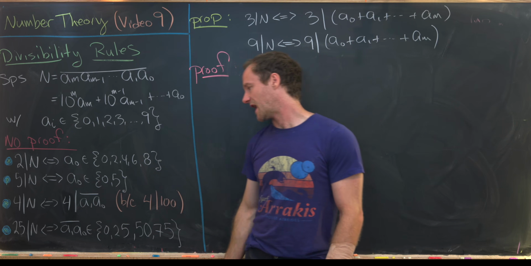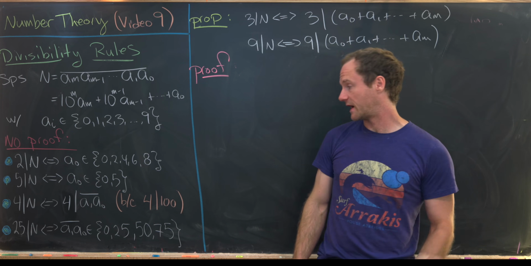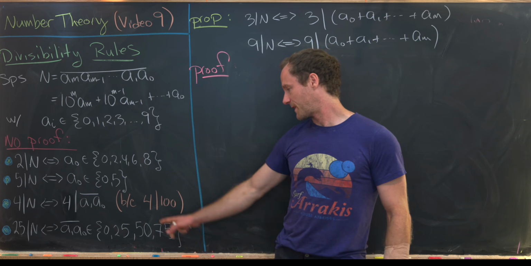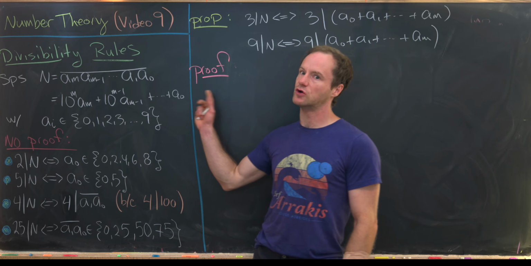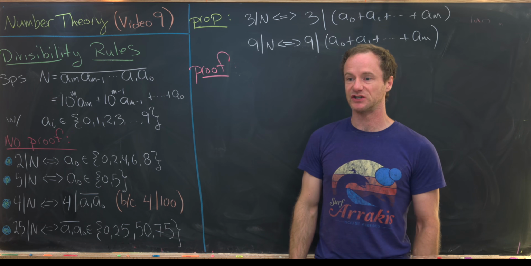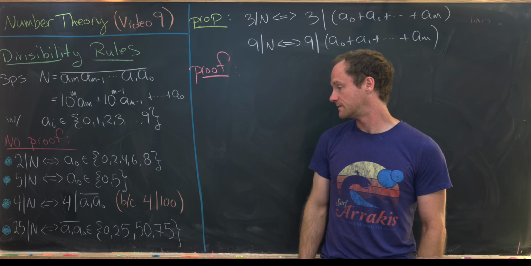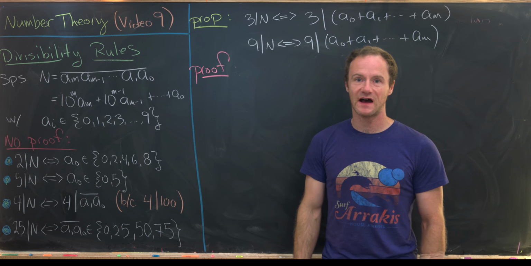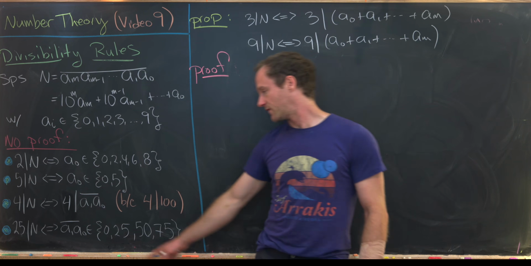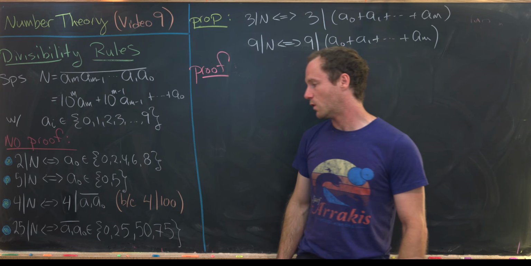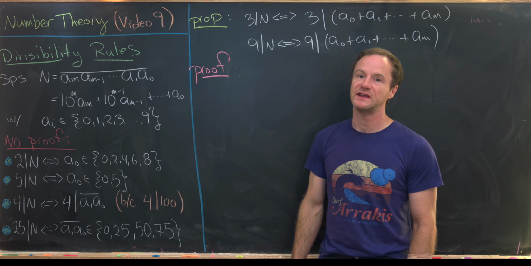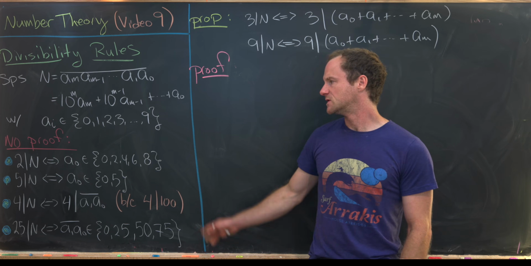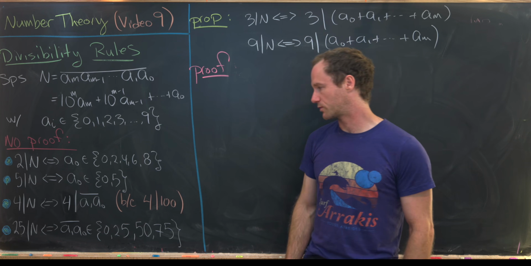Next, 4 divides n if and only if 4 divides the last 2 digits. I've written that as a_1 a_0 with the line over it. And why is that? That's because 4 divides 100. So that means you don't need to consider any of the digits past the 100th digit. And then finally, 25 divides n if and only if the last 2 digits, a_1 a_0, come from this set: 0, 25, 50, and 75. So like I said, I don't think these require a proof.